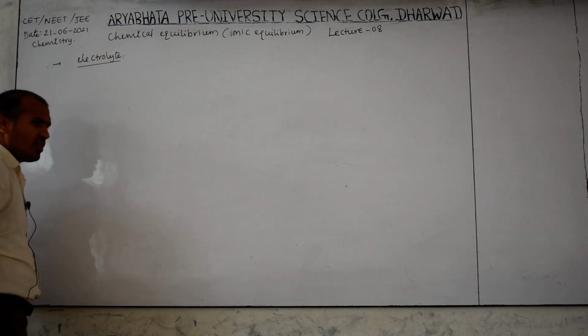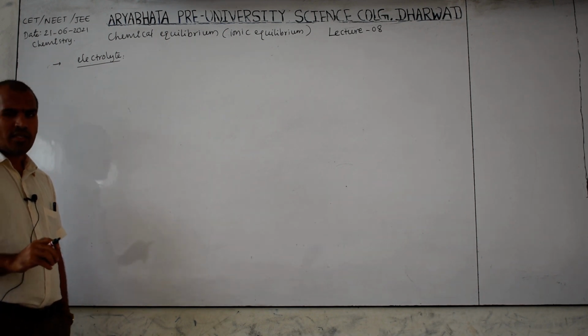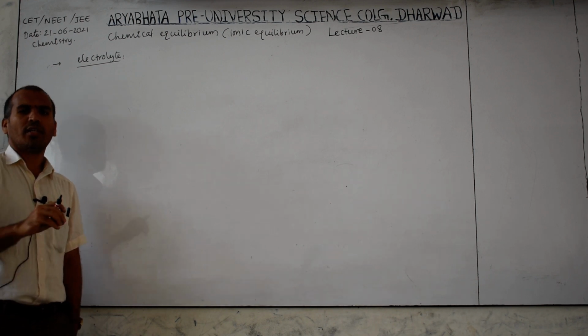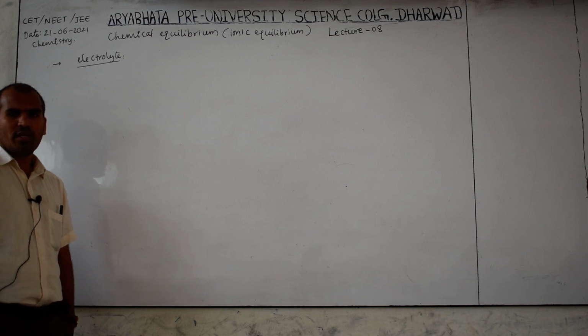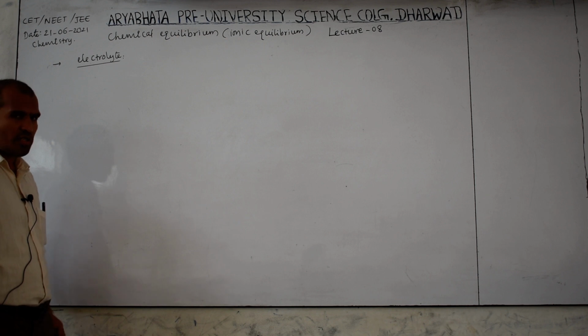Electrolyte, meaning what is that? The substance which allows electricity in its aqueous solution. Keep in mind, the substance which allows electricity in its aqueous solution is called an electrolyte. Non-electrolyte, meaning what is that? The substance which does not allow electricity in its aqueous solution.